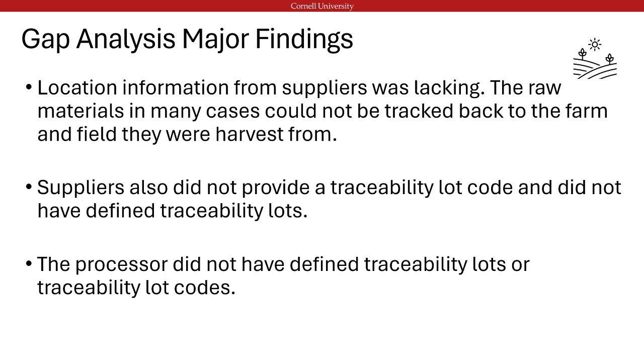So those suppliers also didn't provide traceability lot codes, so not only were there gaps in simply the information of where the produce was coming from, field and farm, but also no effort was being made to define a traceability lot.